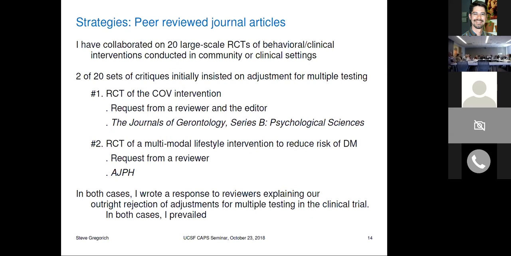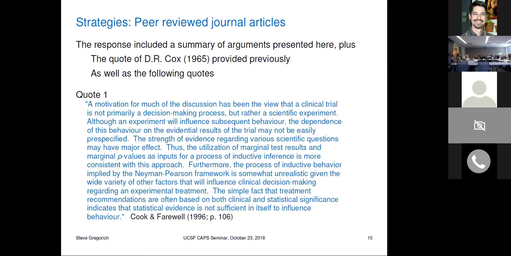I used to think it was an insurmountable thing to tell a reviewer no to this request. But one of my investigators asked me if I would try. So I started looking at the literature and I said, well, actually, there's a lot of support for this point of view that you don't need to adjust. So I did, and a lot of the points I've made already were included, and I'm not going to read these quotes, but if you get the slide, you can see the quotes.